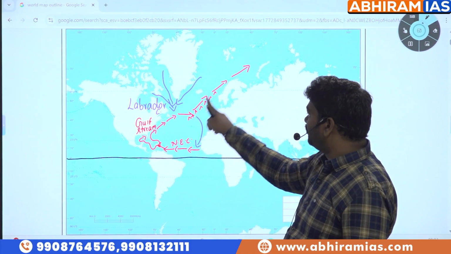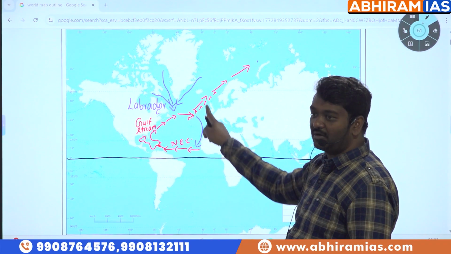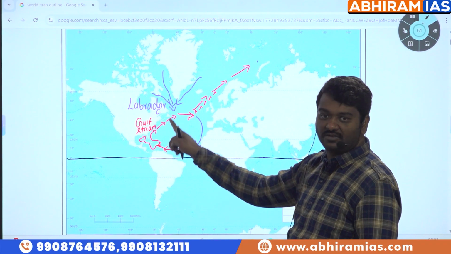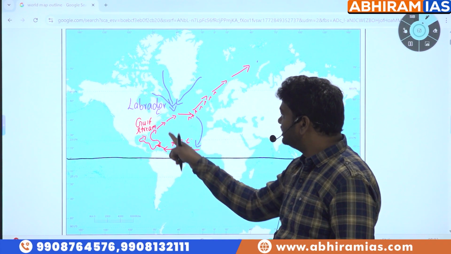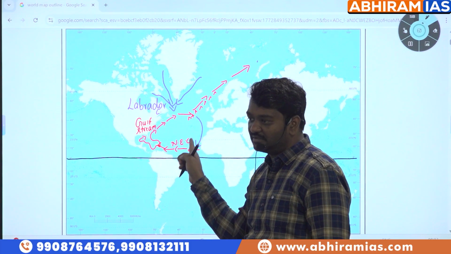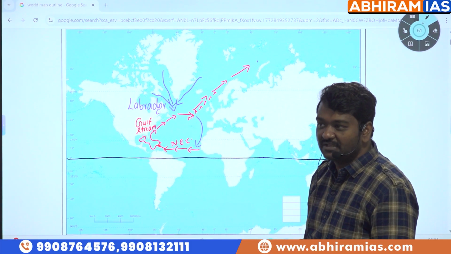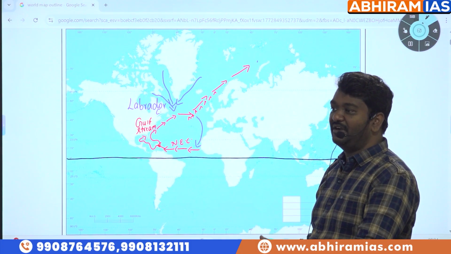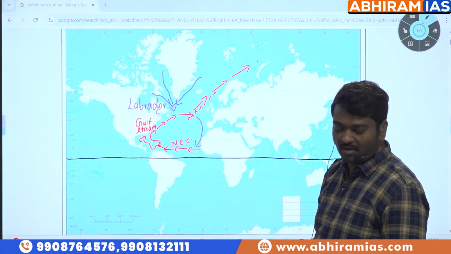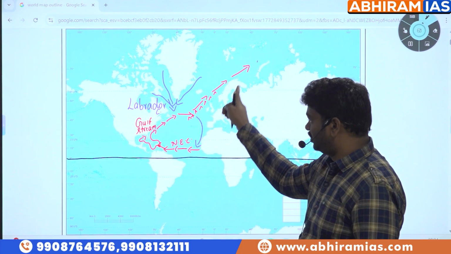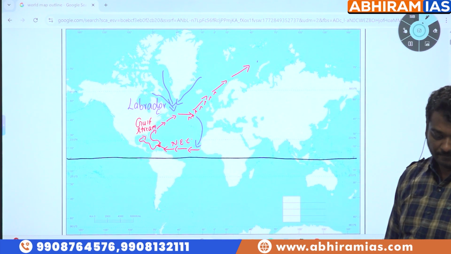Equator to poles warm water, poles to equator cold water. That is a circulation. What is this, guys? Clockwise or anti-clockwise? Clockwise. In the northern hemisphere it will be clockwise, in the southern hemisphere it will be anti-clockwise. Okay. Draw this, let us name.